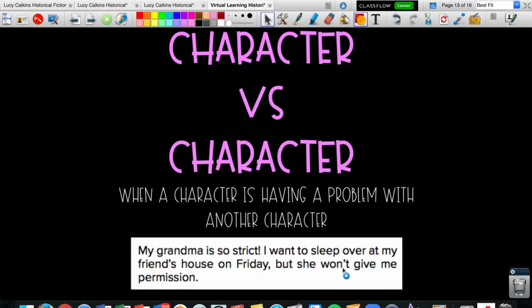Here's an example. My grandma's so strict. I want to sleep over at my friend's house on Friday, but she won't give me permission. This is an example because the narrator speaking is having a problem with her grandma because she won't let her go sleep over. Character versus character is one of the easiest ones to identify in stories because if there are 2 different characters having problems, that is a character versus character conflict.